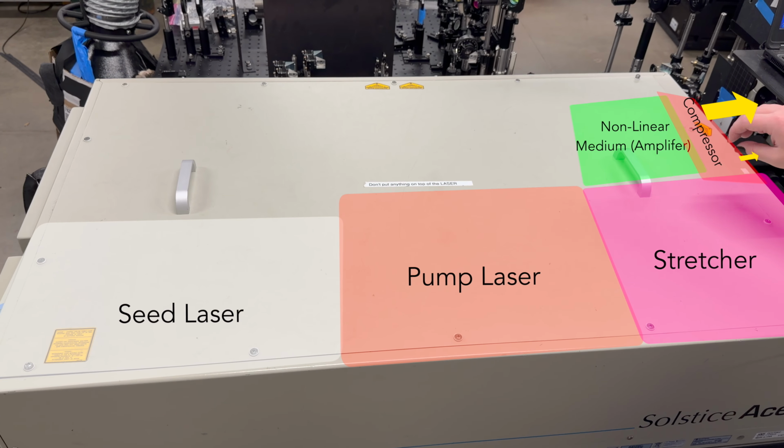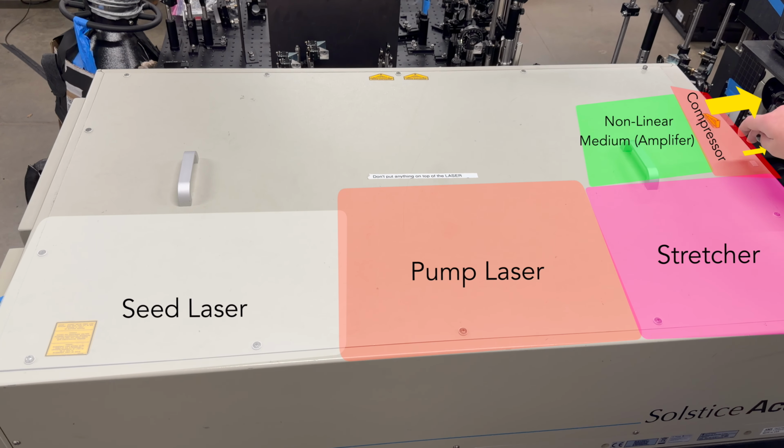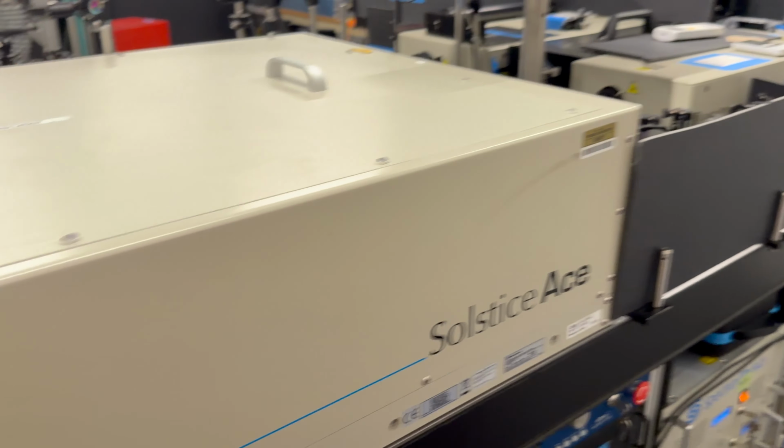As well, there's a redirection area where about 1% of the energy of the beam is directed towards a photodiode that we can check on an oscilloscope over here to confirm that the laser is operating effectively.